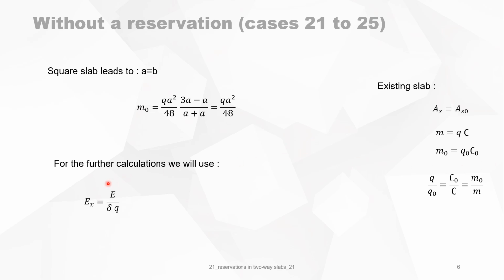For further calculations, we will use EX instead of E. It's just E divided by delta Q. DX instead of D. And for E equals D, we get M, which is Q times dx over dx. And then we define the bearing capacity as 100 times M0 over M, but it's equal to Q over Q0. Now you see easily that this is the bearing capacity expressed in percentage with regards to the slab without a reservation.